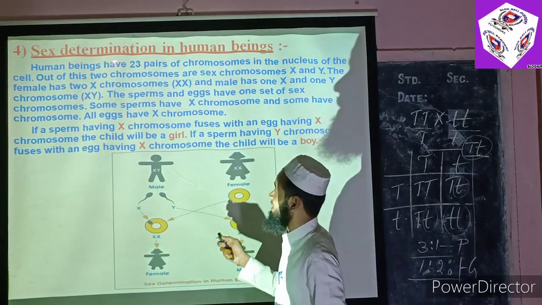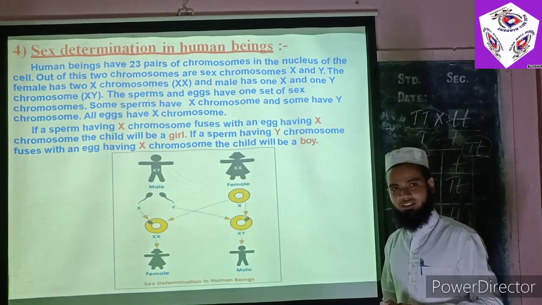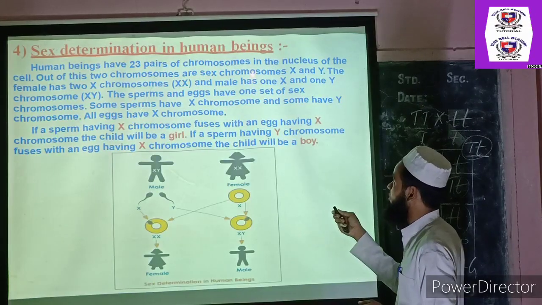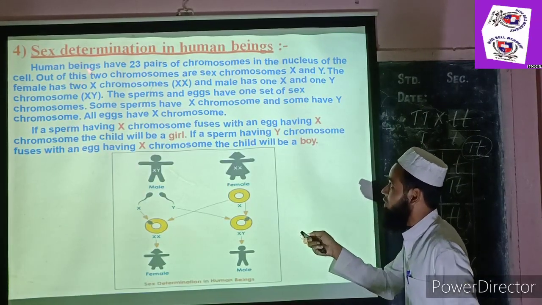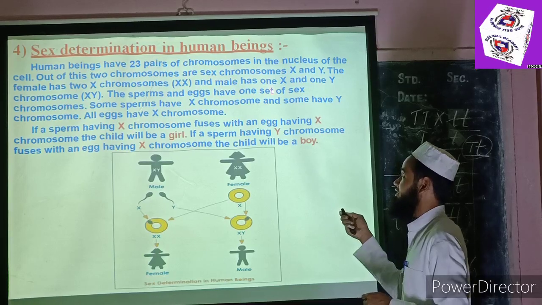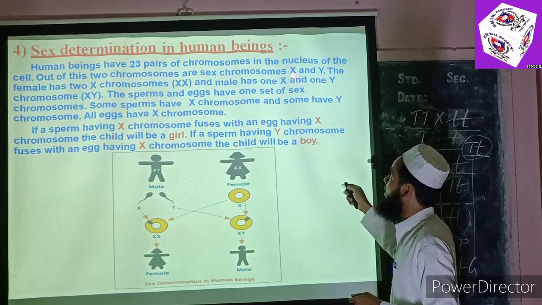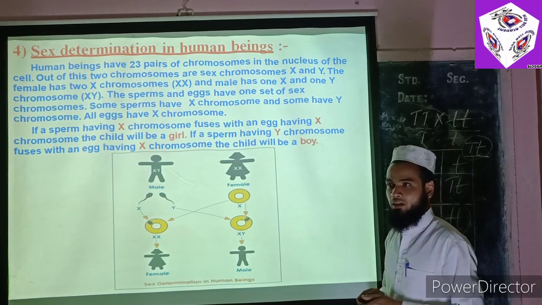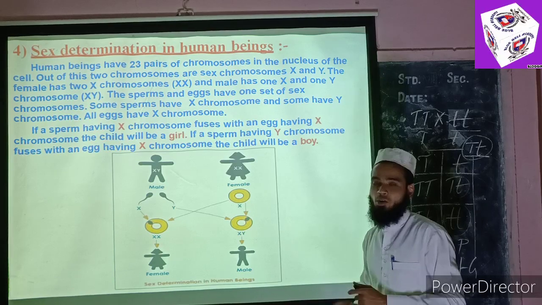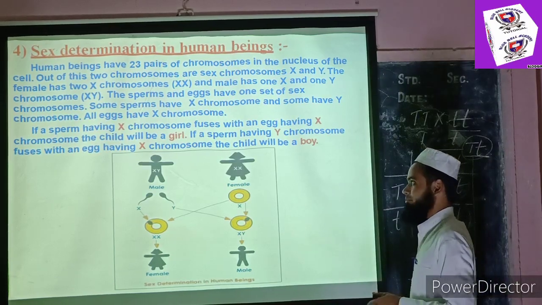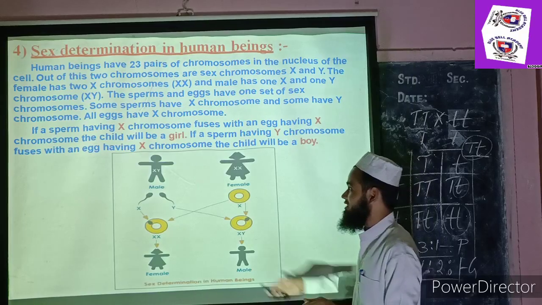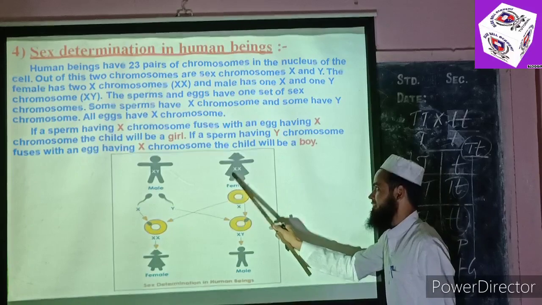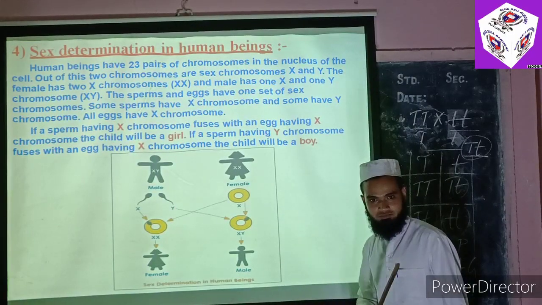You are all familiar, human beings have how many pairs of chromosomes? 23. Total number of chromosomes will be 46. 23 pairs of chromosomes in the nucleus of the cell. Out of these, 2 chromosomes are considered sex chromosomes, X and Y. In the males, it will be represented as XY, whereas in the case of the females, it will be represented as XX.